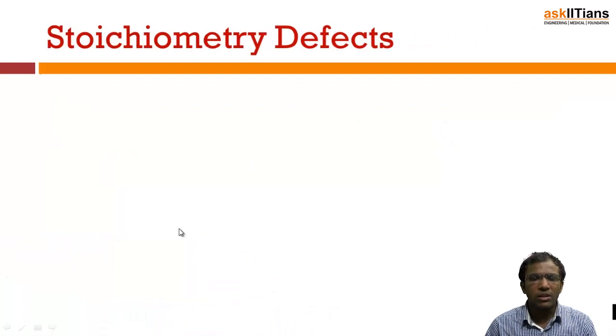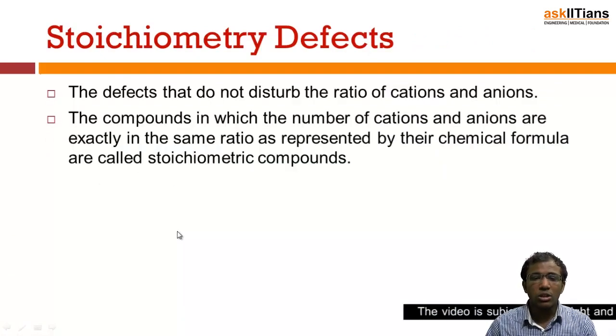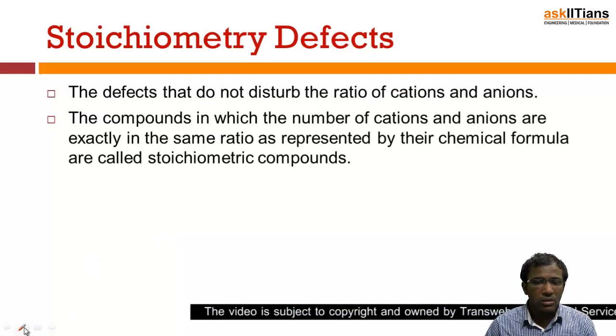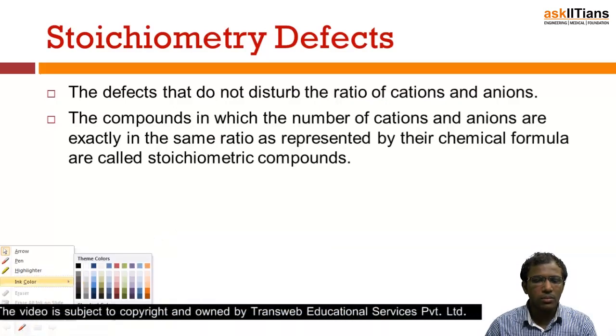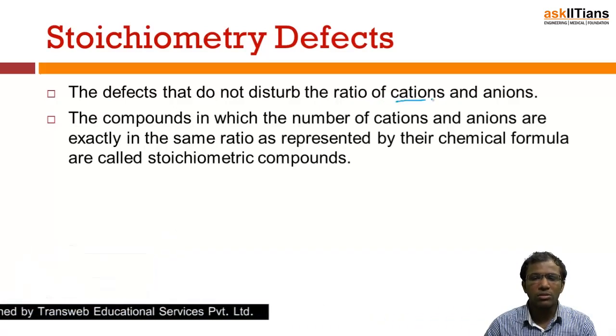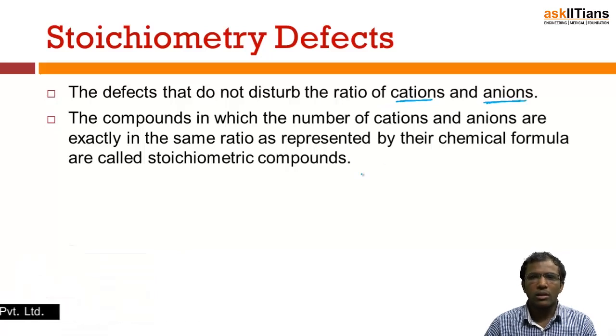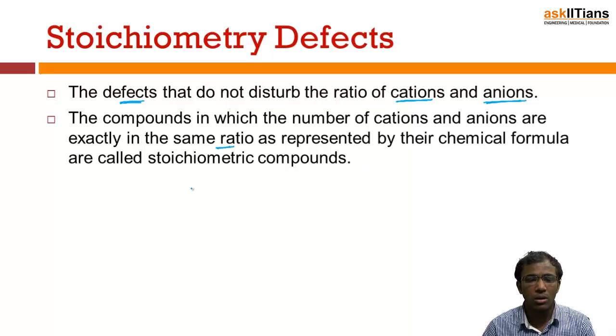So what is meant by stoichiometric defects? These are the defects that do not disturb the ratio of cations and anions. The ratio of cations and anions is still going to be the same even though these defects are present in the crystal. The compounds in which the number of cations and anions are exactly in the same ratio as represented by their chemical formula are called stoichiometric compounds.